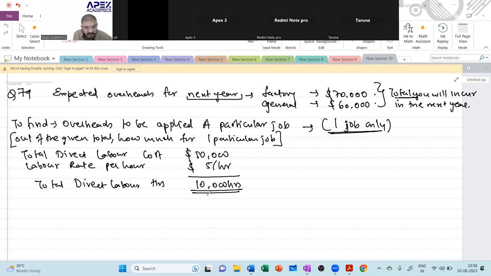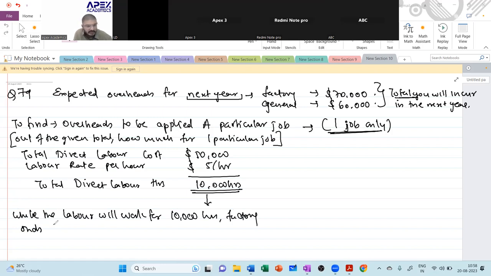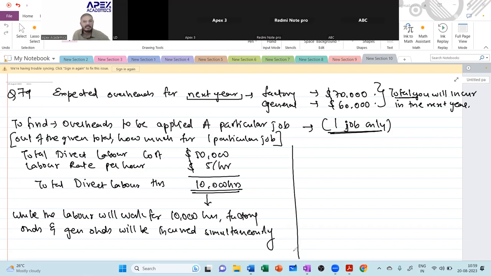What is the meaning of this? The meaning of this is, while the labor will work for 10,000 hours, factory overheads and general overheads will be incurred simultaneously. Now, please understand.